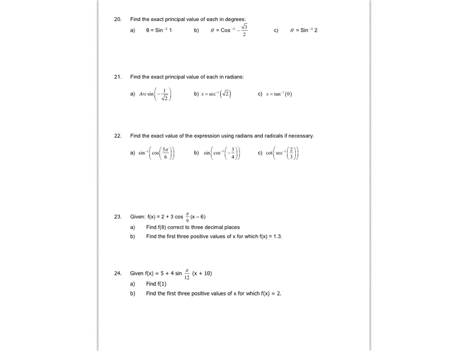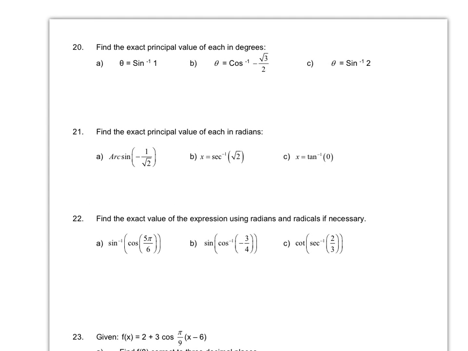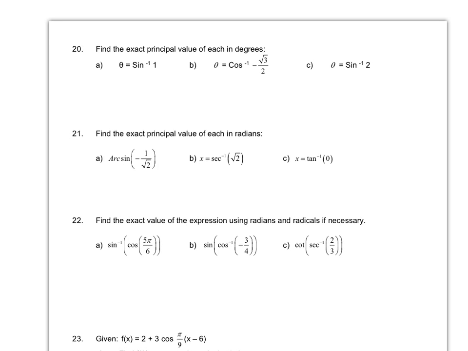Okay, this is page 4. Again, I'm going to assume that you're going to be using a calculator to solve these and finding the exact principal value. The calculator will do it. Remember, sine positive is in quadrant 1, and it's theta, so it's in degree mode. So sine inverse of 1 is 90 degrees.